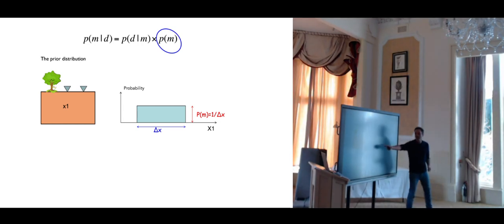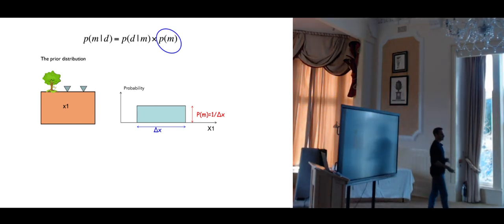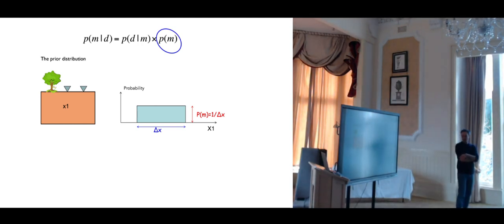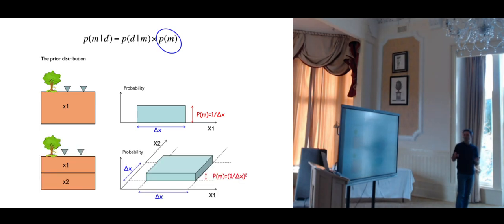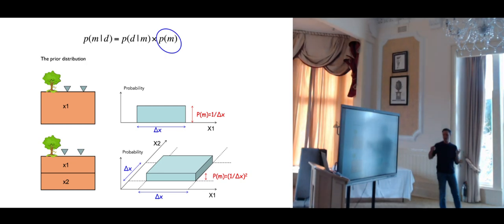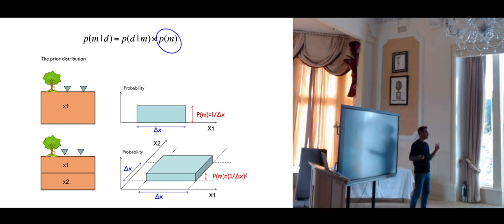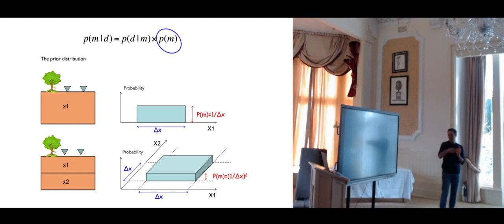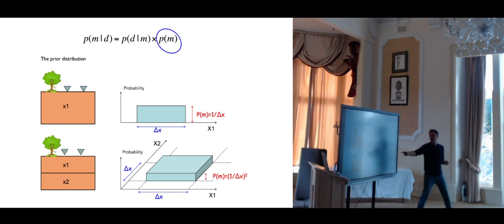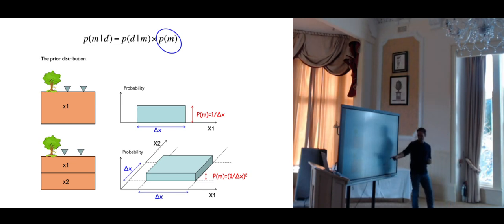So then the blue area is 1, right? And now let's see what happens if I add an extra parameter. Now we are in a two-dimensional space. We change dimension. We still have a prior, which is also uniform, delta x, but we have a prior in 2 dimensions. And the integral also needs to be 1.